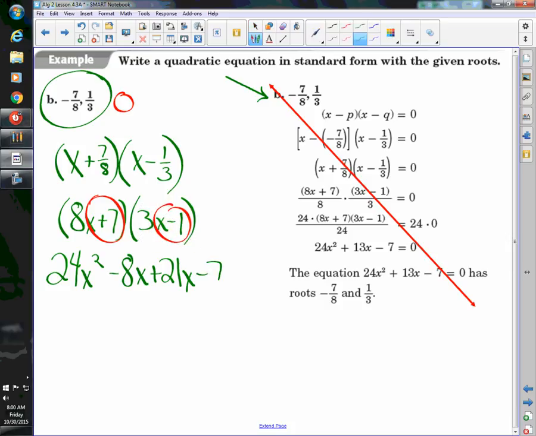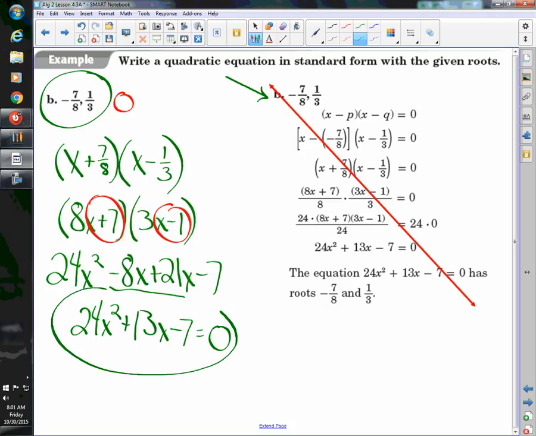Now we'll combine our middle terms here. Middle terms need to go together. I'll have 24x squared plus 13x minus 7. So that's an equation, set it equal to 0. And as you can see right here, it matches what they've got right there. Hopefully. Yes, it does. It's just fine. Okay, that's today's lesson. Come back tomorrow and go over 4.3b, part 2.